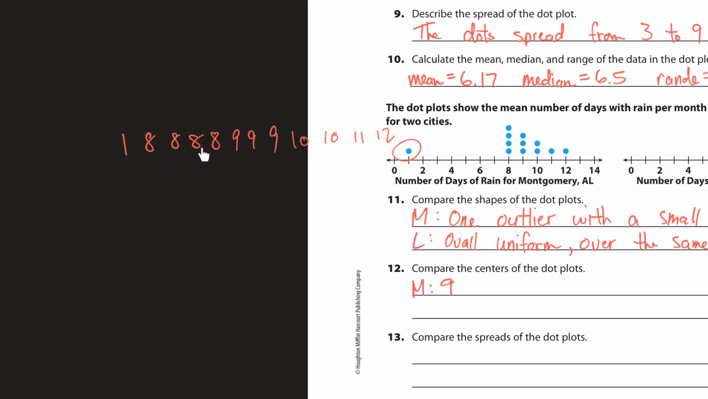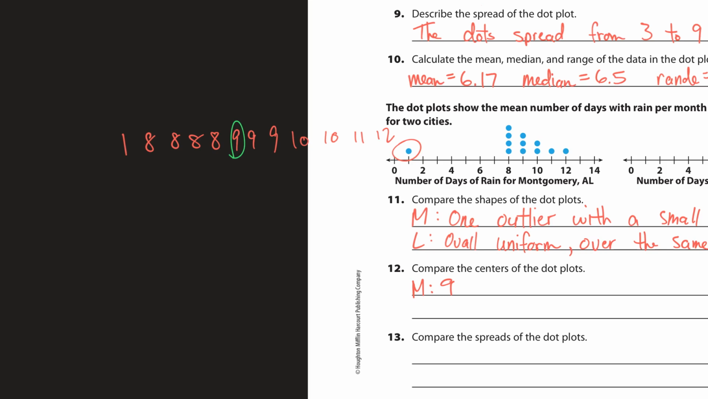1, 2, 3, 4, 5, 6, 7, 8, 9, 10, 11, 12. There's 12 here. So 1, 2, 3, 4, 5, 6. So it looks like this might be the middle right here. Now it's the middle if there's the same number of dots on either side. So let me see. 1, 2, 3, 4, 5, 6, and this has 1, 2, 3, 4, 5. Well, I guess it's still 9, but the middle would be right here.